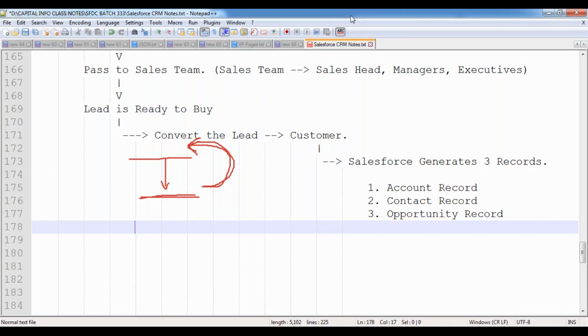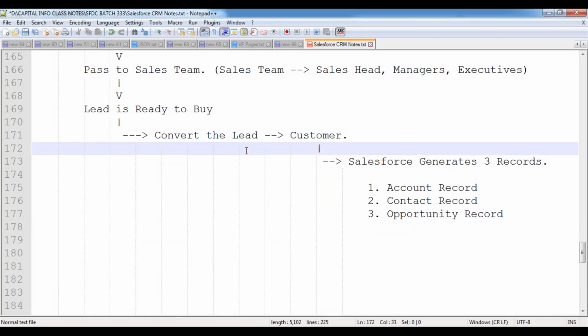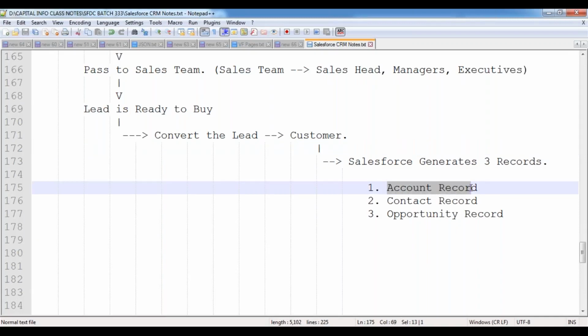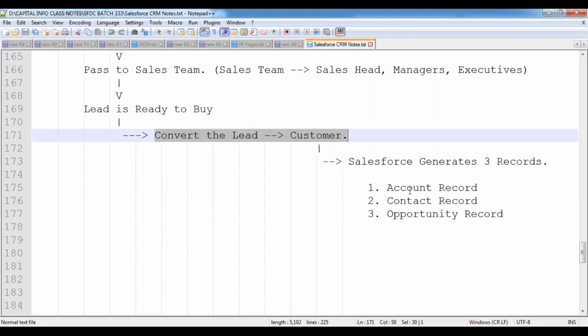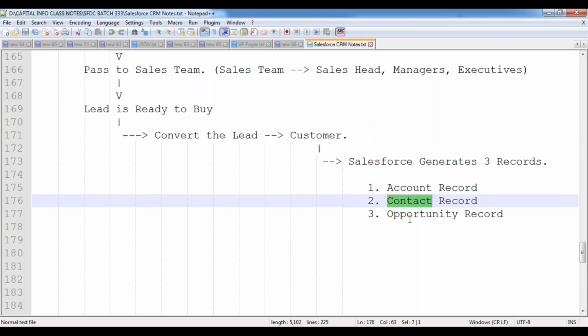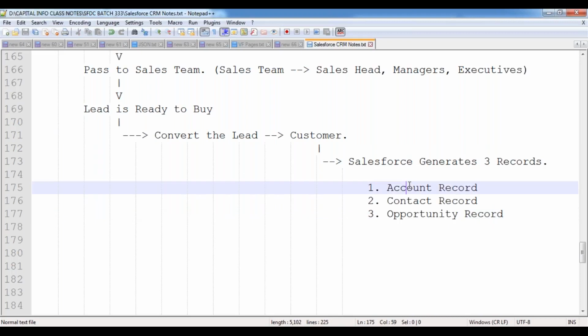Whenever we are converting the lead as a customer, Salesforce is generating 3 records. First one is account, second one contact, third one opportunity. Because the lead person is ready to buy my product, from now onwards he is no more our lead, he is our customer right now. So Salesforce generates the 3 records called account, contact and opportunity. Then what are this account record, contact record, opportunity record? Now let me explain.